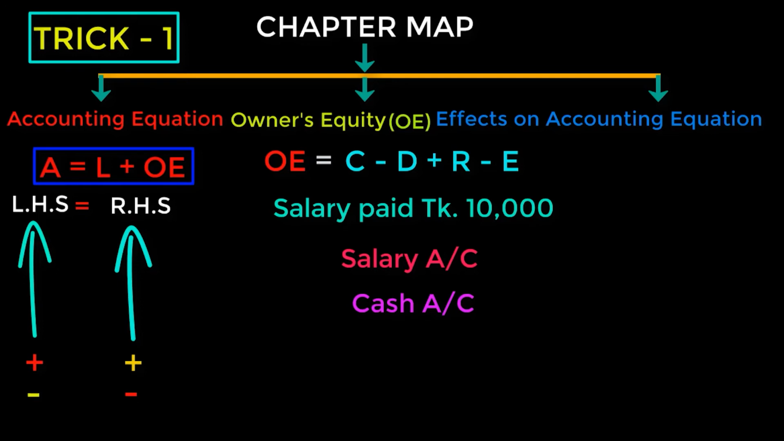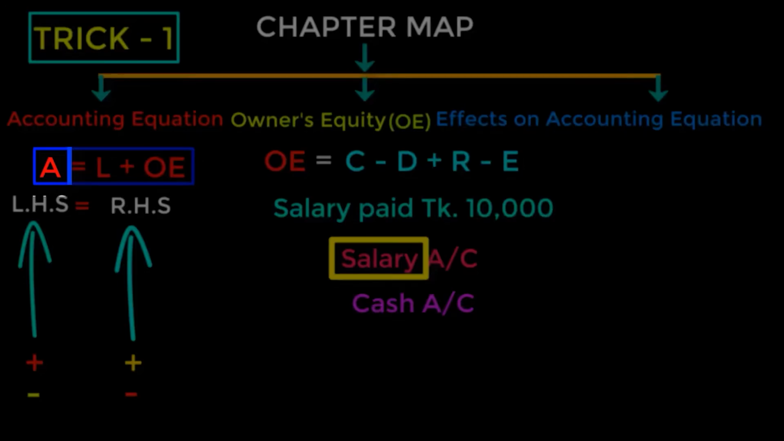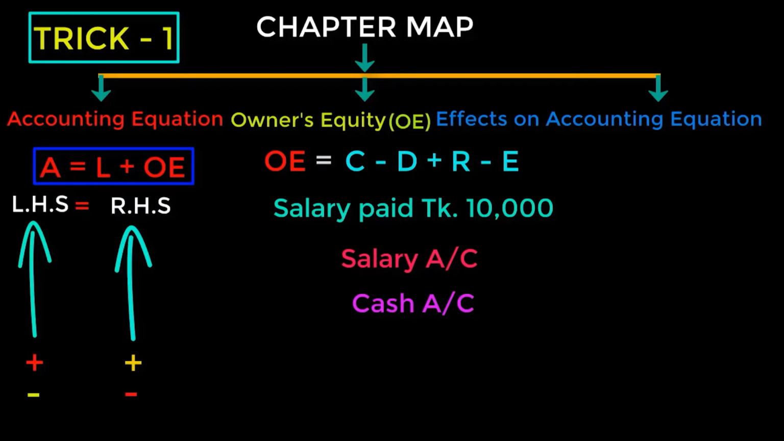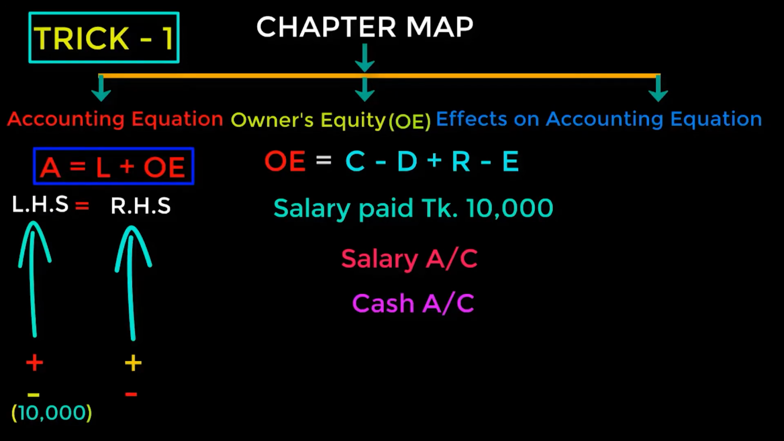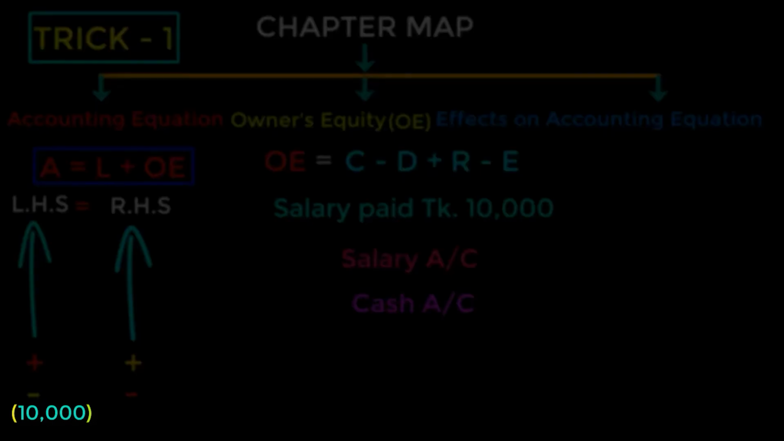Now tell me, if salary is paid, will the assets A increase or decrease? Certainly assets A will be decreased. If asset decreases, will this amount of 10,000 taka be added or subtracted here in this left hand side? Certainly we will subtract this 10,000 taka from this A like this. To show subtraction, we can use minus sign or we can use bracket as our wish. We have used bracket here instead of minus sign.